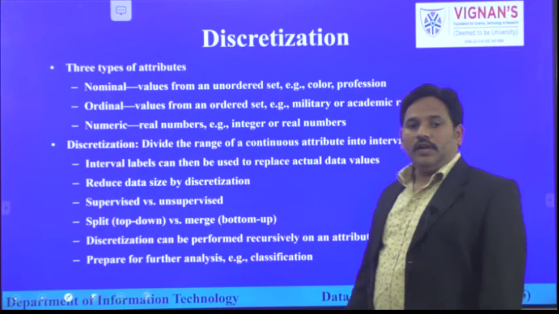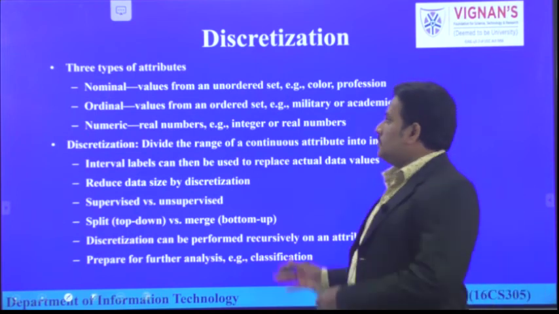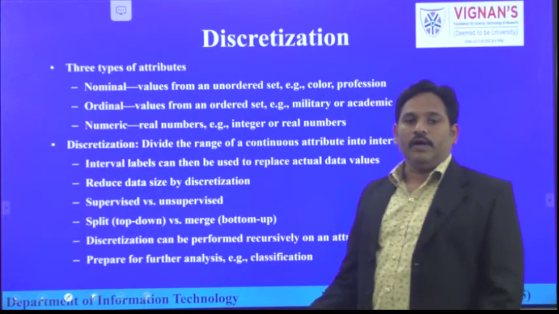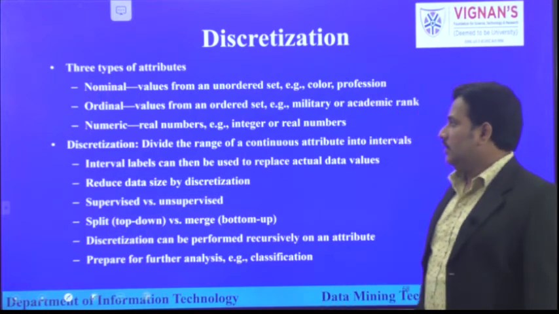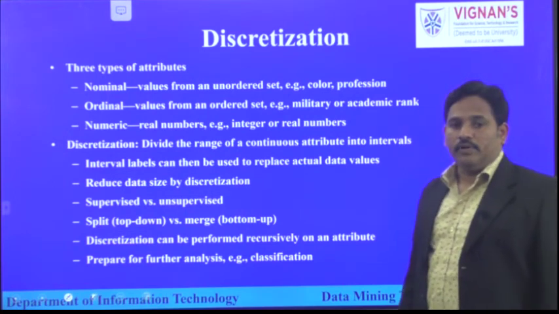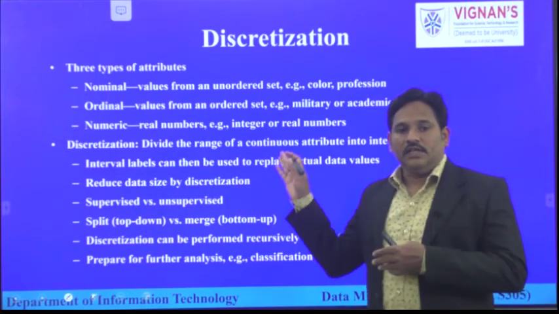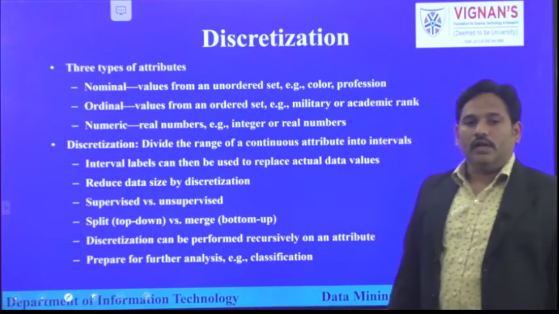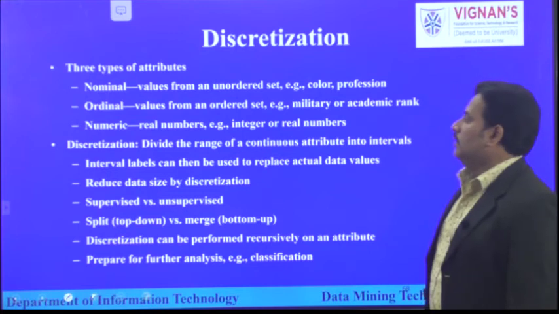So till now we have seen the normalization techniques. Now the next one is discretization. That means how can we format and how can we represent the data. When we are dealing with the types of attributes, basically there are 3 types of attributes. They are nominal, ordinal and numeric.